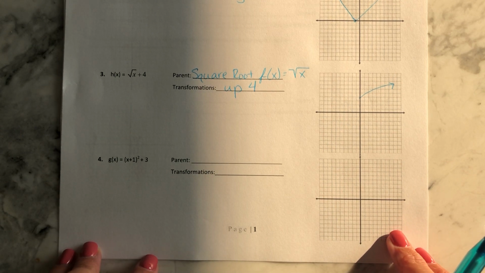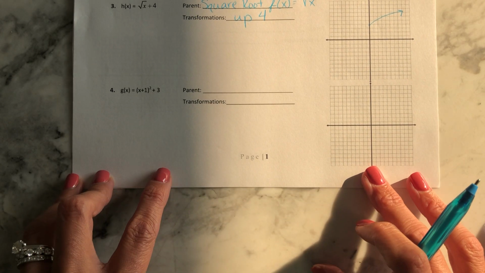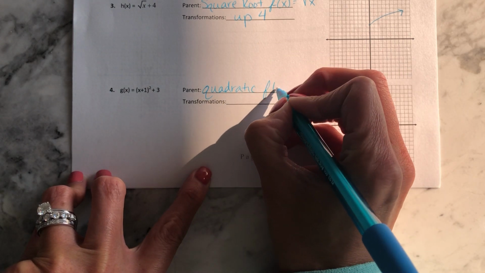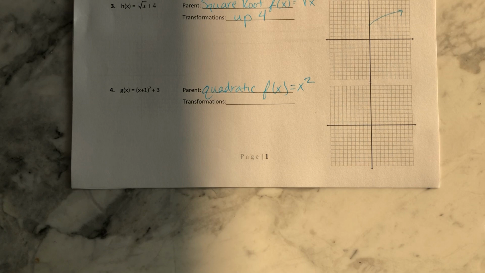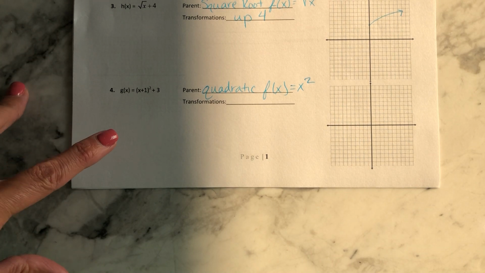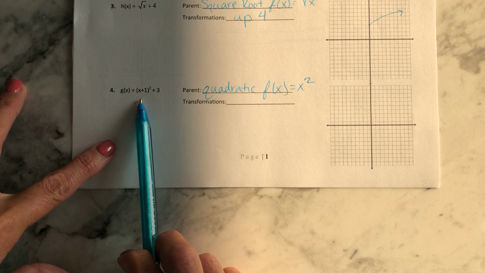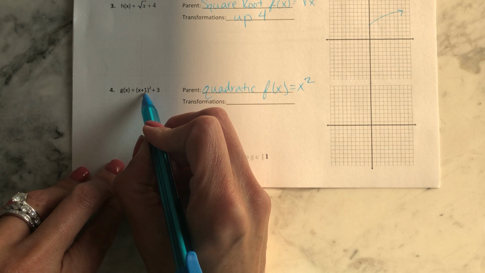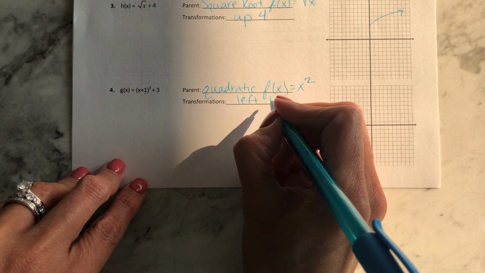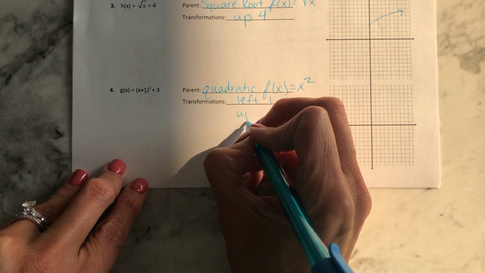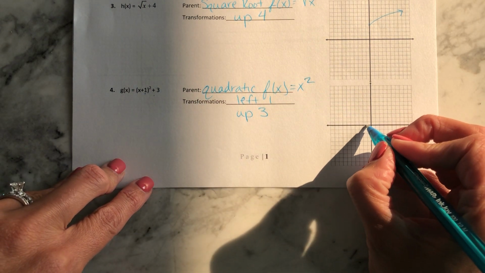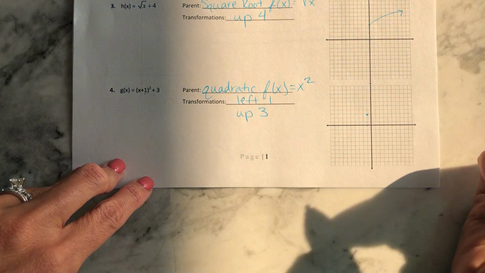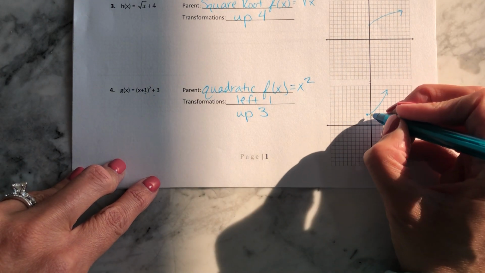Okay, next one. We have another quadratic. So f of x equals x squared. This one, I have 2 transformations happening. I'm going to move it to the left 1 and then up 3. Left 1, up 1, 2, 3. And quadratic is that parabola.